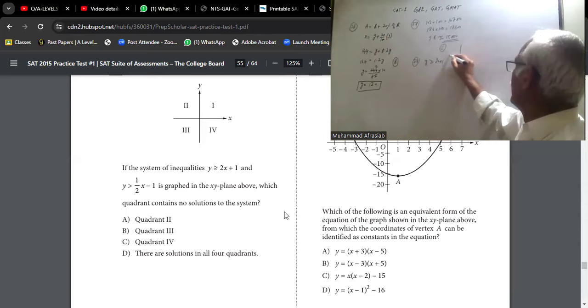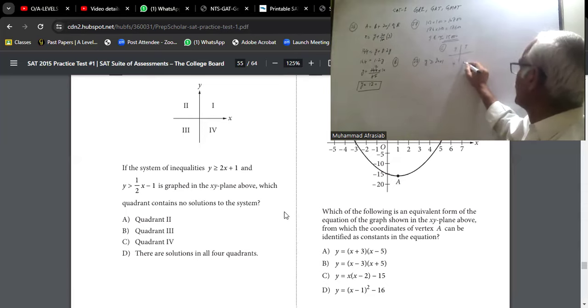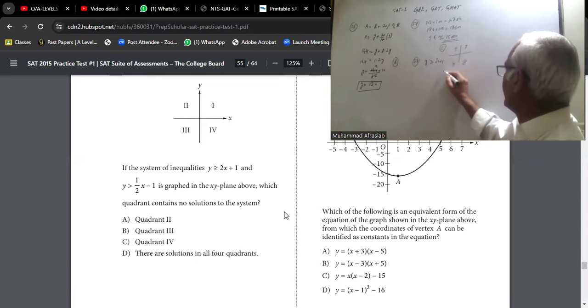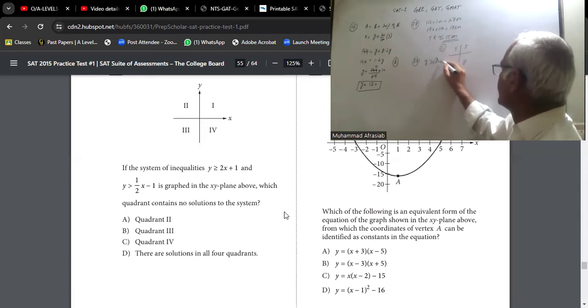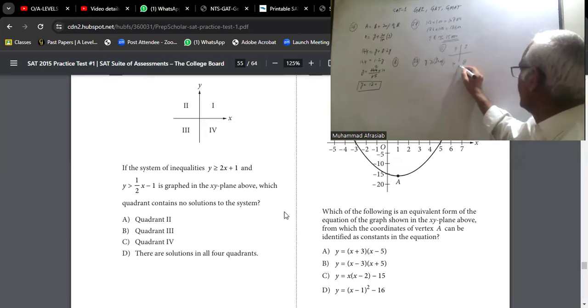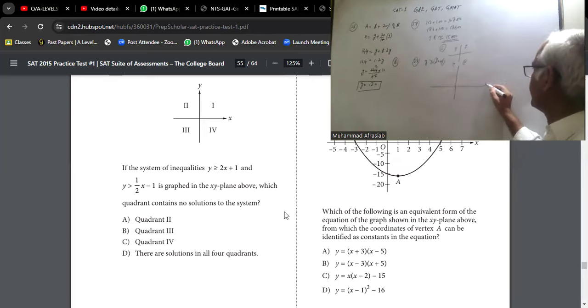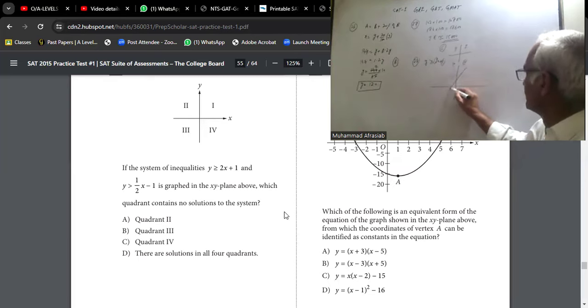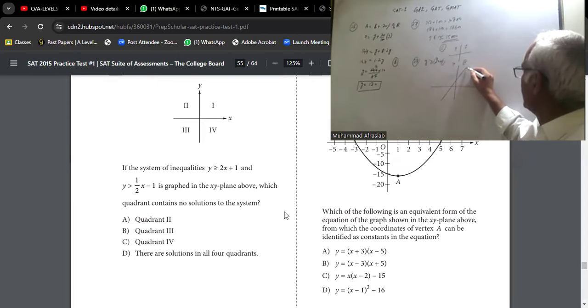These have shown four graphs, first, second, third, and fourth. So the graph of this is, because slope is positive and y-intercept is positive, a graph like this, and this part is 1 there, because y is greater than this value, so this portion is rejected there.